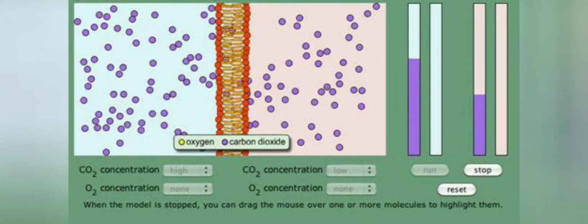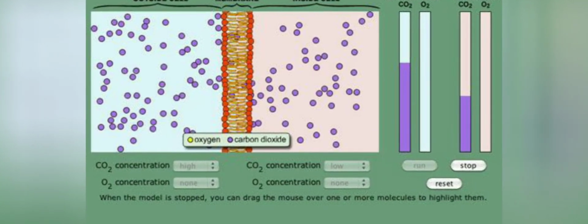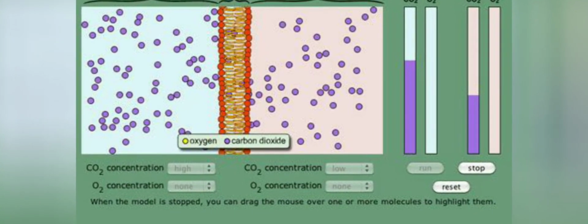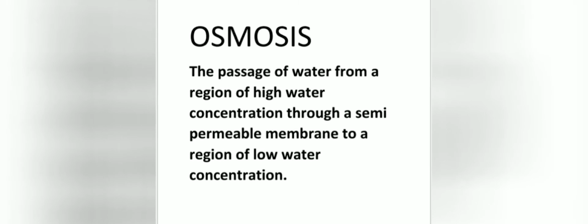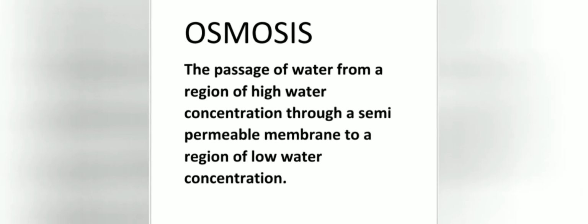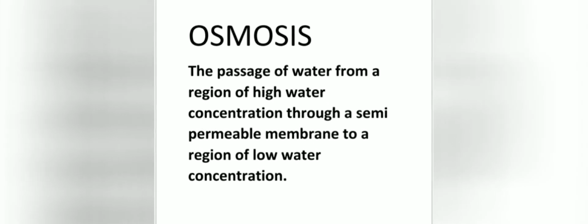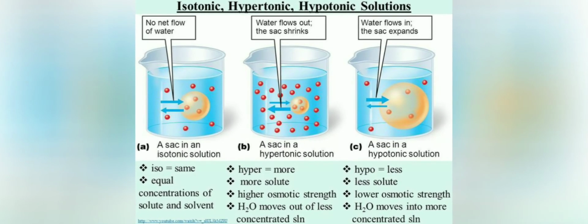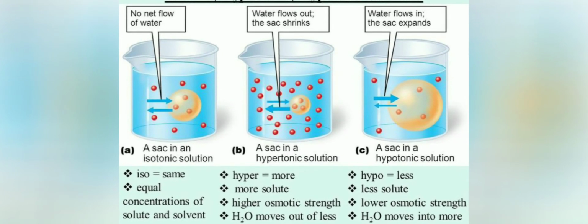So, water also obeys the law of diffusion. The movement of water molecules through a selectively permeable membrane is known as osmosis. So you can say osmosis is the passage of water from a region of high water concentration through a semi-permeable membrane to a region of low water concentration. Understand? Okay. Now, what will happen if we put an animal cell or a plant cell into a solution of sugar or salt and water?